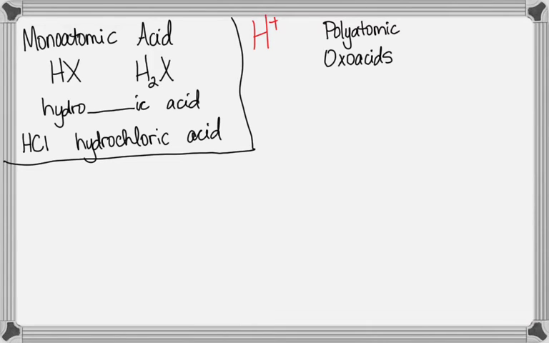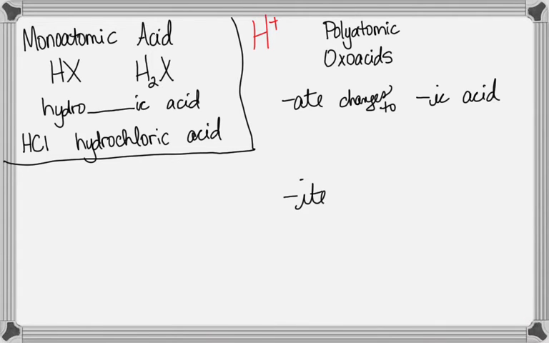The way polyatomic acids, or oxoacids, work: some polyatomic ions end in -ate, and some end in -ite. Okay? How you name the acid depends on how the polyatomic ion is named. For example, if the polyatomic ion ends in -ate, then the -ate is going to be changed to -ic, and you name it -ic acid. Okay, let me explain.